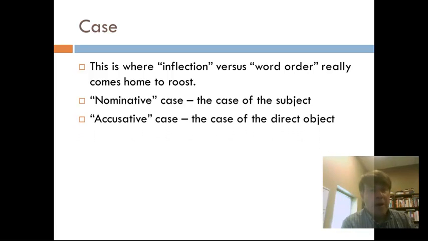Okay, so the accusative case then, it seemed to me, was the next logical case.